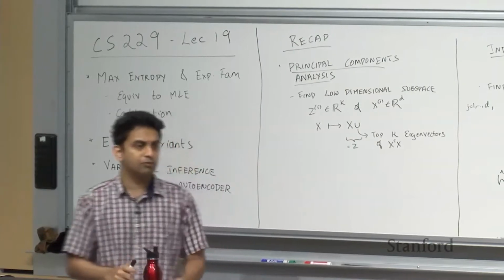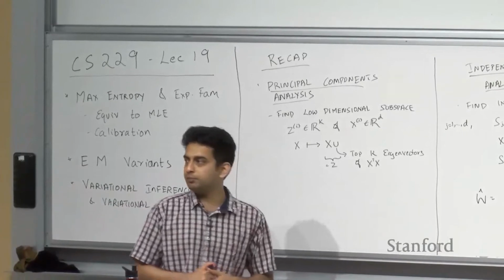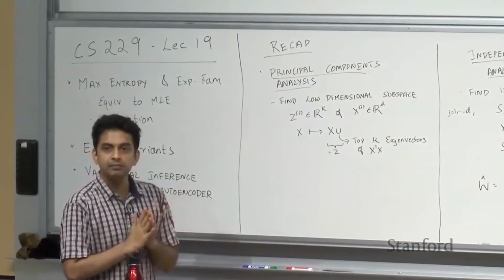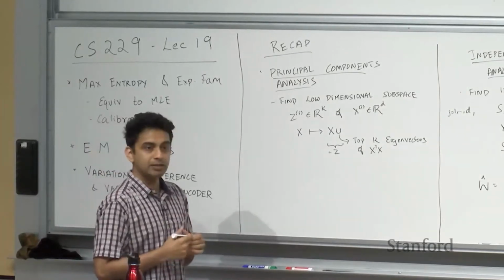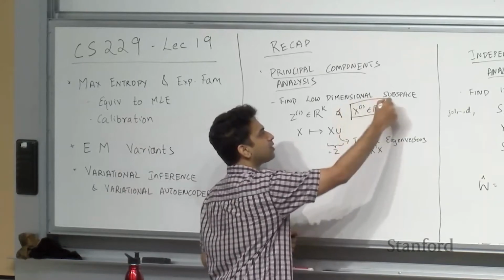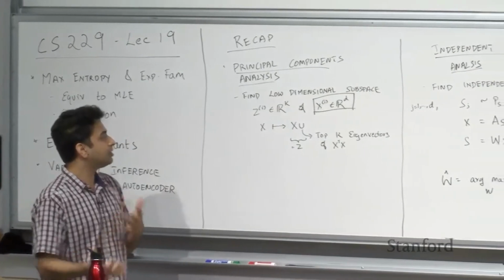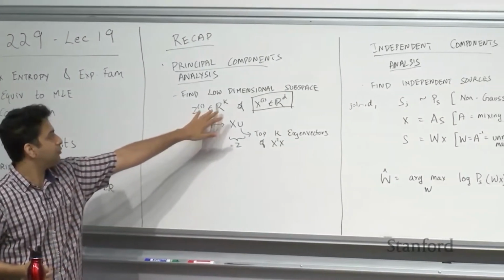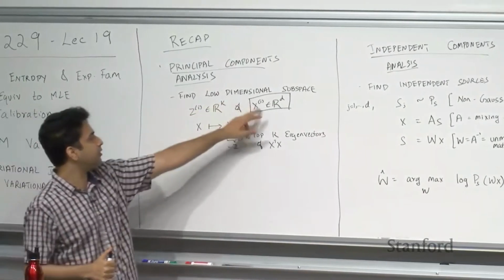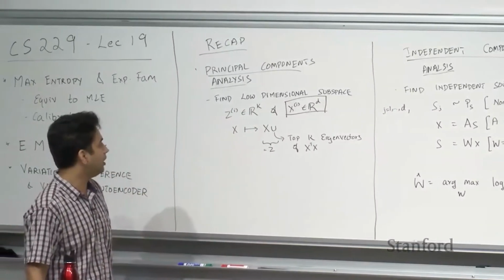All right, so before we dive into today's topics, a quick recap of what we covered in the previous class. In the previous class, we covered PCA and ICA. PCA is principal components analysis. In PCA, we are given data xi, which lives in a d-dimensional space, and we are to find a low-dimensional subspace Zi, which lives in a space of dimension k. Right? For every xi, we want to find its projection onto the low-dimensional space that we call Zi.